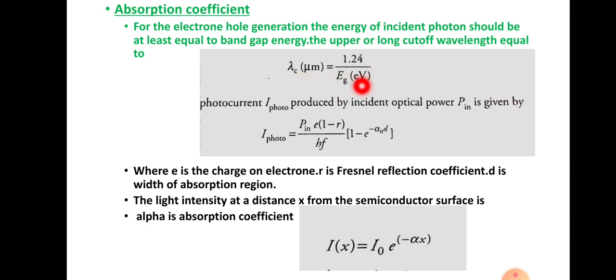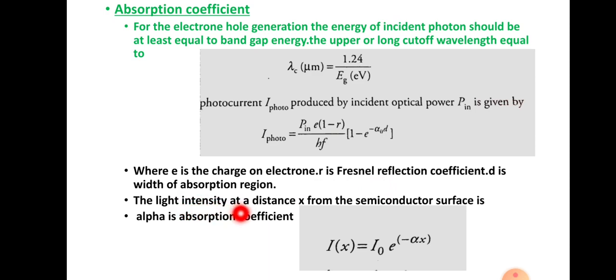So the energy gap and incident photon wavelength are related by this equation, and the corresponding photocurrent produced by the incident optical power Pin is given by I photon current equals Pin into e into (1 minus R) into (1 minus e raised to minus alpha 0 d) divided by h f, where e is the electron charge, R is the Fresnel reflection coefficient, and d is the width of the absorption region.